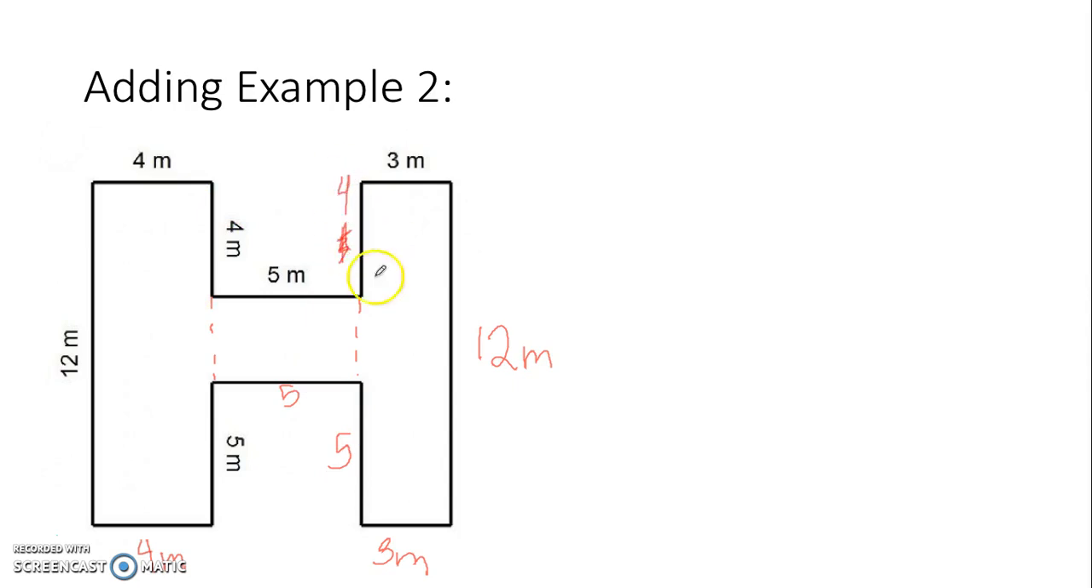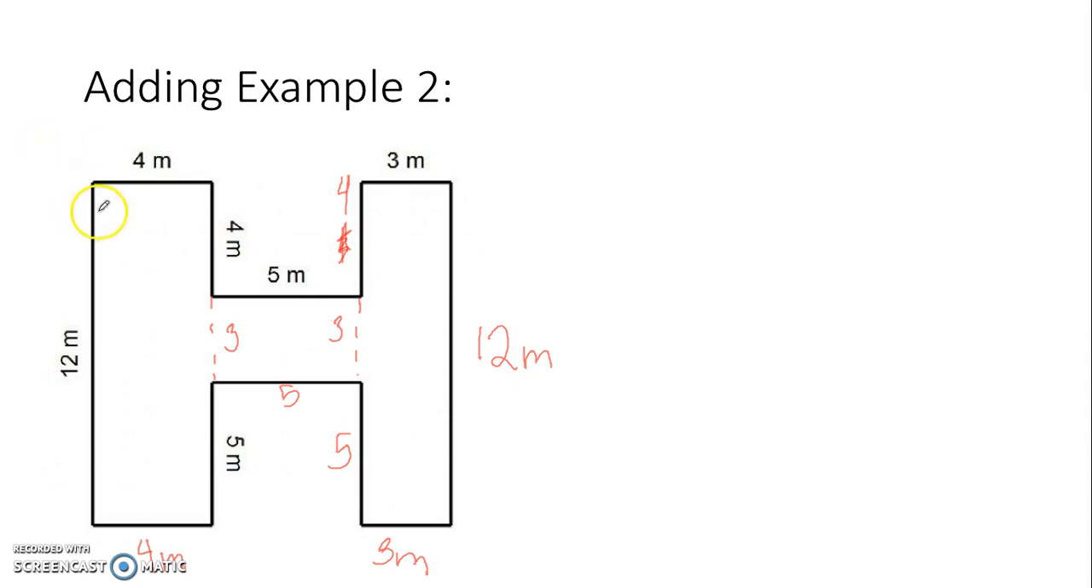Alright, so the only thing that we have left to find is this height right here. Since we know this is 12, and this little chunk is 4, and this little chunk is 5, we could subtract to figure out the missing side length. So to find this part, we're going to go 12 minus 4 minus 5. Well, 4 plus 5 is 9. 12 minus 9 is 3. So we know that these two are 3.